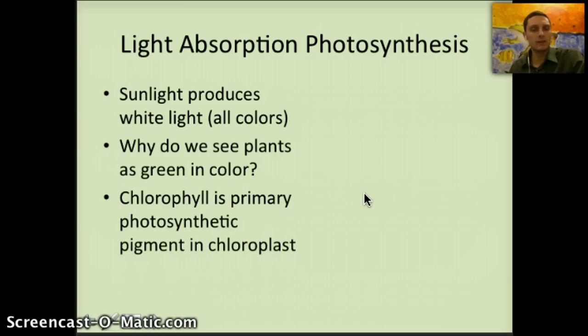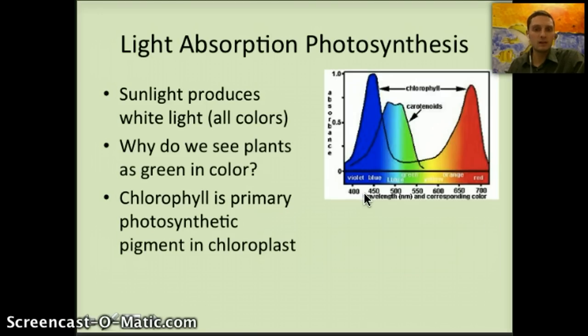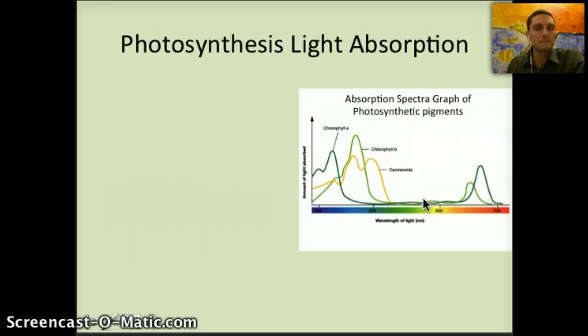Within chloroplasts, chlorophyll is the primary pigment that absorbs light. We can create graphs for this and see what colors are being absorbed. The primary colors that are being absorbed are the violet-blue and the reds and oranges, and a little bit of the lighter blues. But green is really not absorbed at all, and so that's, again, why we see plants as green: green light is being reflected back.